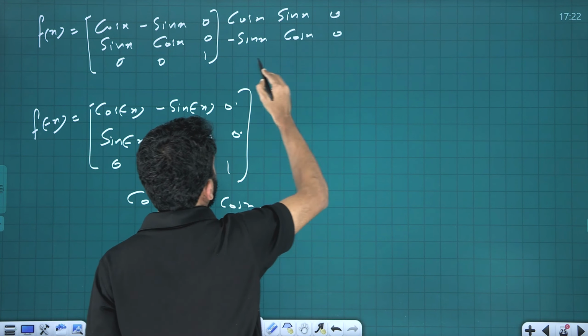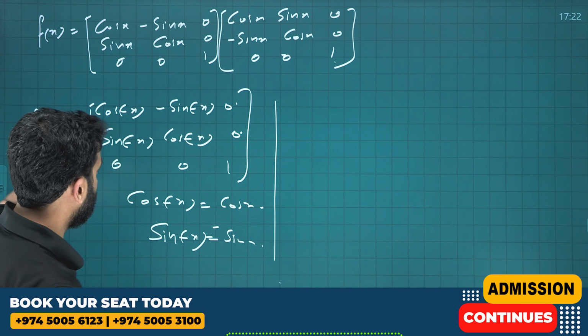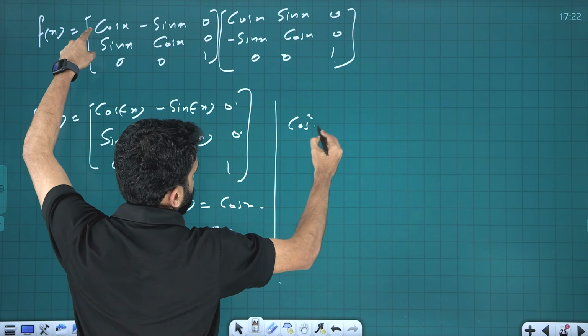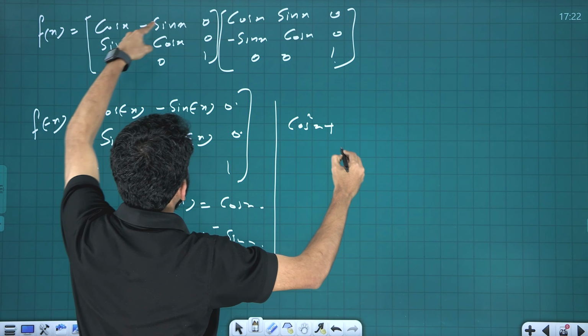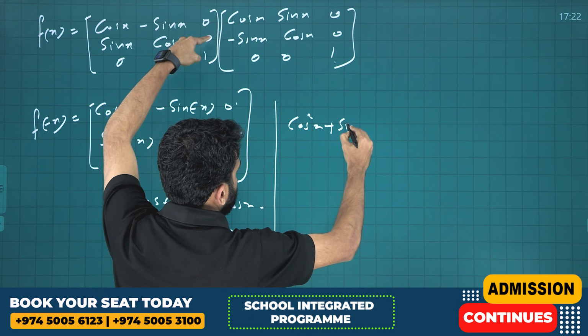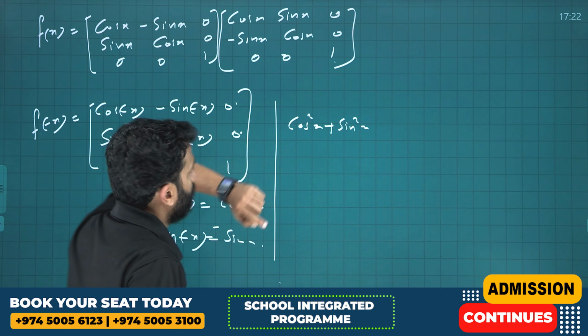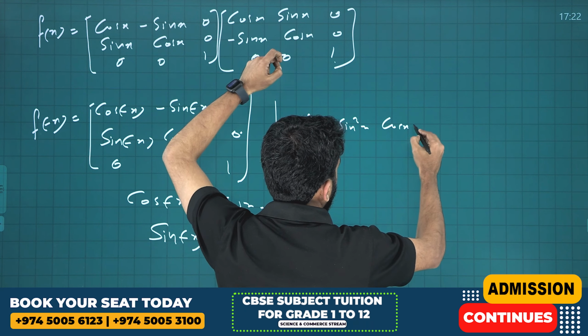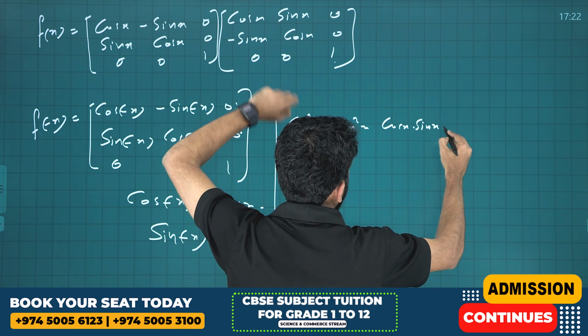Okay. If you multiply both the matrices, let's check if it is yielding an identity matrix or not. What is cos x into cos x? Cos square x, plus minus sin x into minus sin x, sin square x. That is equal to 1. And the next one is cos x into sin x, plus minus sin x into cos x.